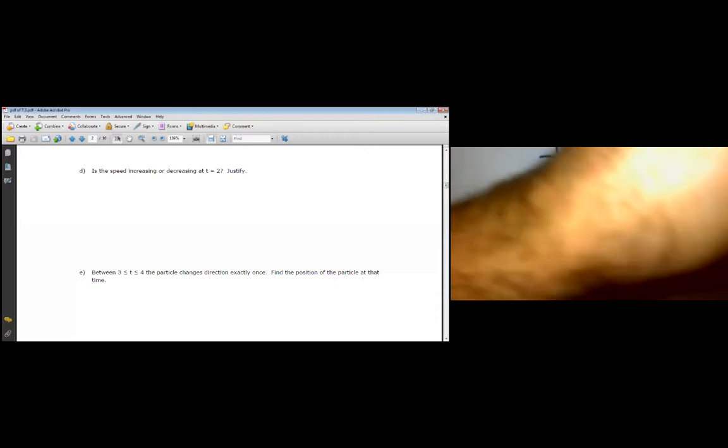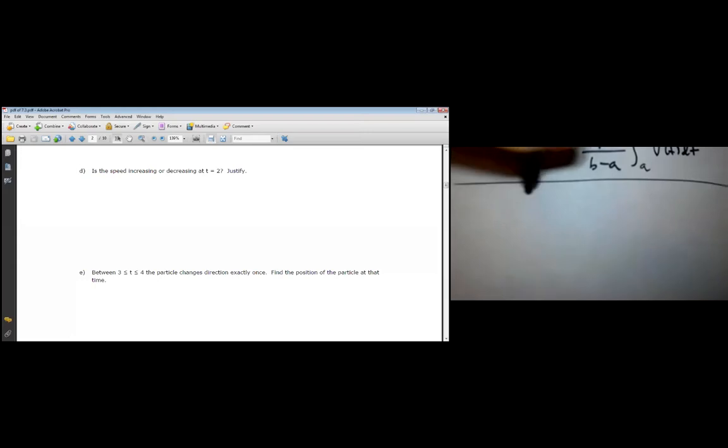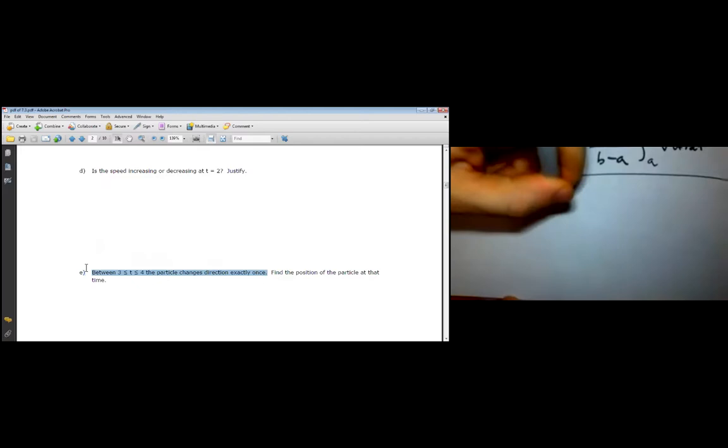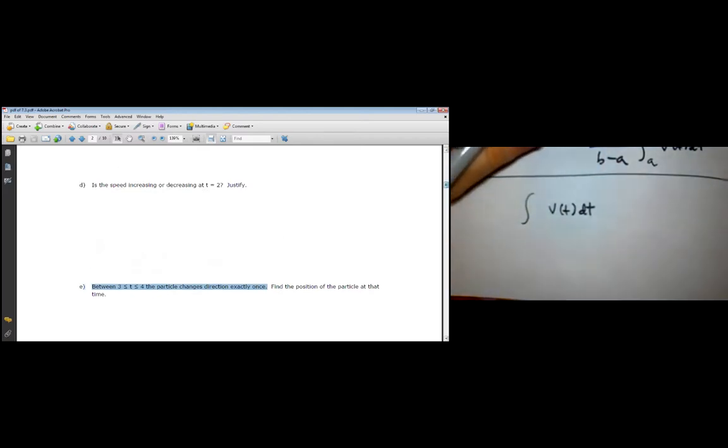This is a cool question that has you do a bunch of things. Between 3 and 4, first off, change the window to 3 and 4. The particle changes directions once. Pause. Stop right at the end of this sentence. How do I figure out when a particle changes directions? That's the what? 0. Okay, first things first, find that time. Then, after you get it, find the position of the particle at that time. How do we find position? By integrating the what? Velocity.